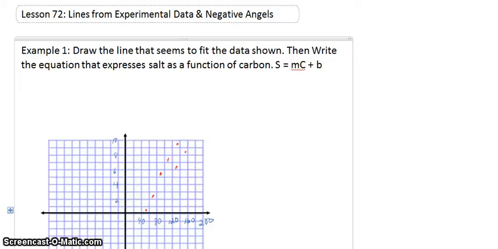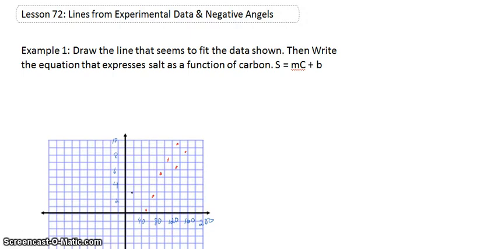In lesson 72, we look at lines from experimental data and negative angles. On the first example, this is where you have to draw your own line now. They used to give that to you, but now when you see these points that are plotted for you from data, you have to draw the line yourself and then find your slope and y-intercept.